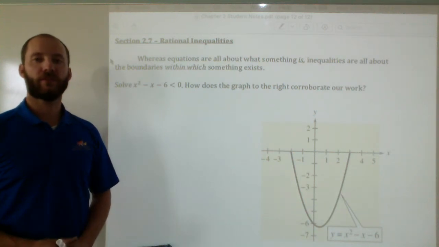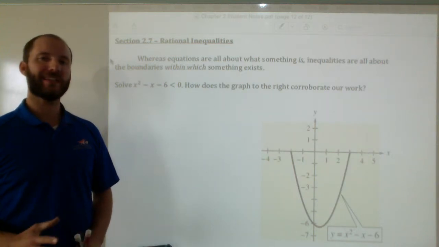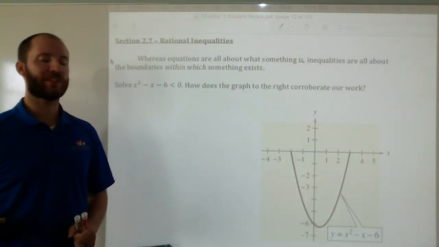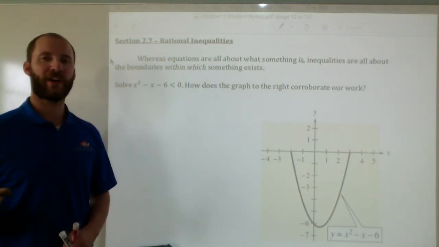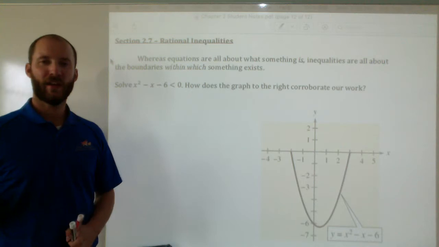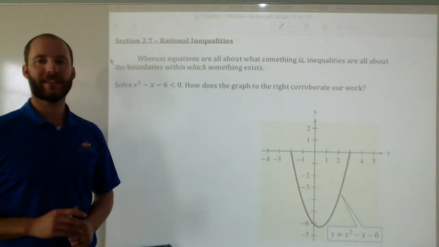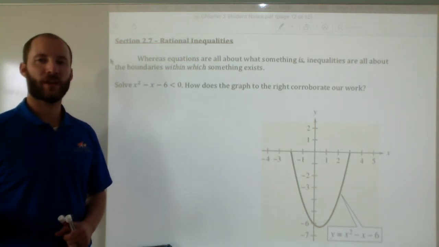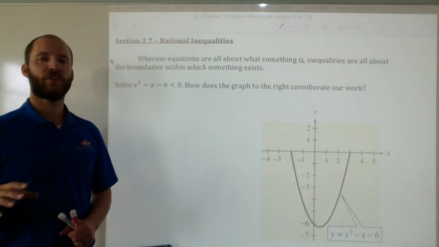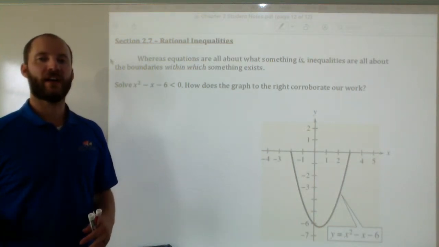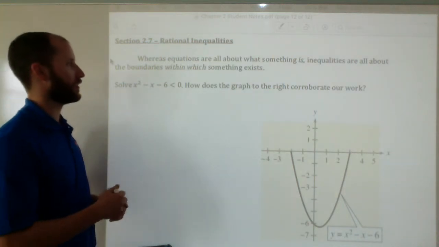Section 2.7, Rational Inequalities. So we're wrapping up Chapter 2 with this unique little idea. In Chapter 2 we've been so focused on what something equals and what specific values are, finding zeros, finding intercepts, finding asymptotes. And then the last section says, well, let's take that idea of equality, what a value specifically is, and change that to what collection of values could be an answer. And that's where the inequality comes into it.